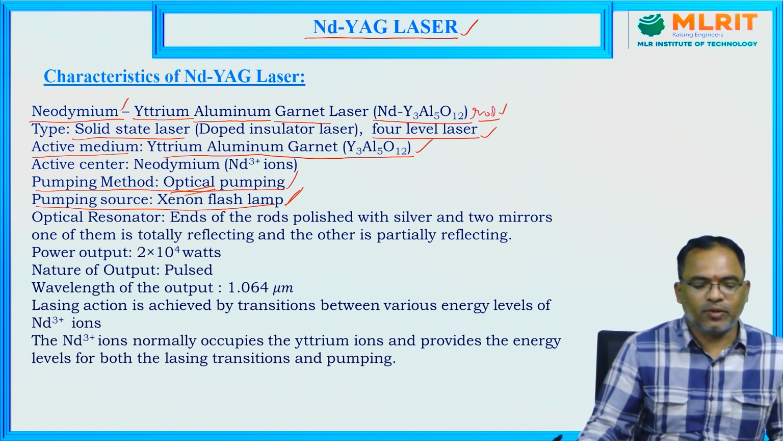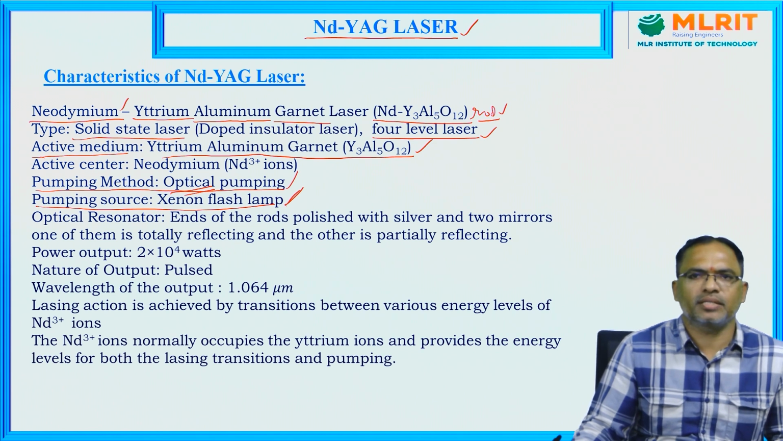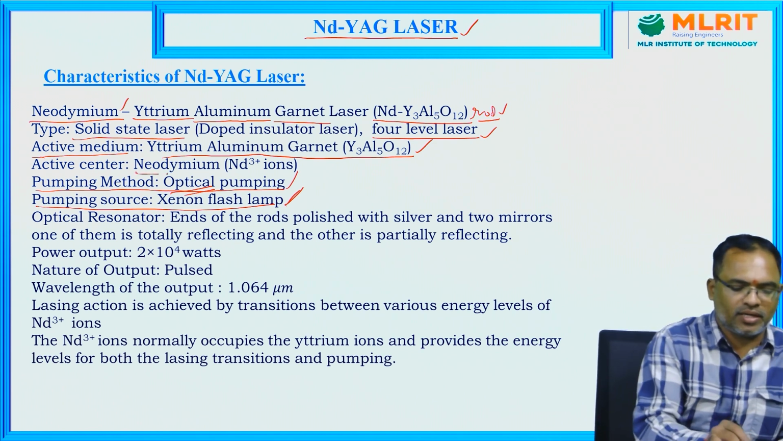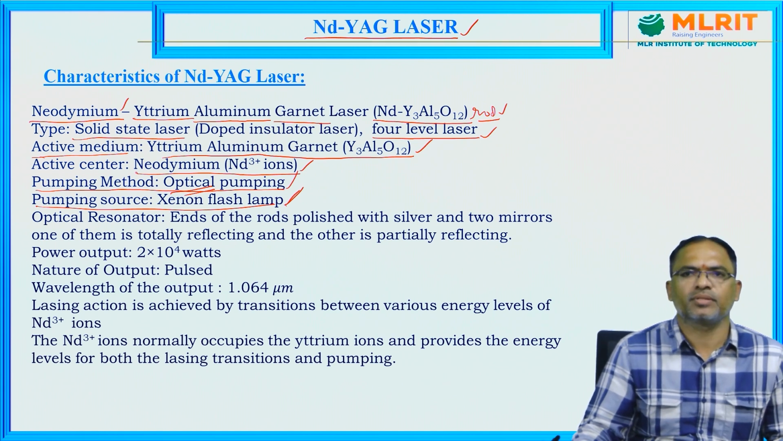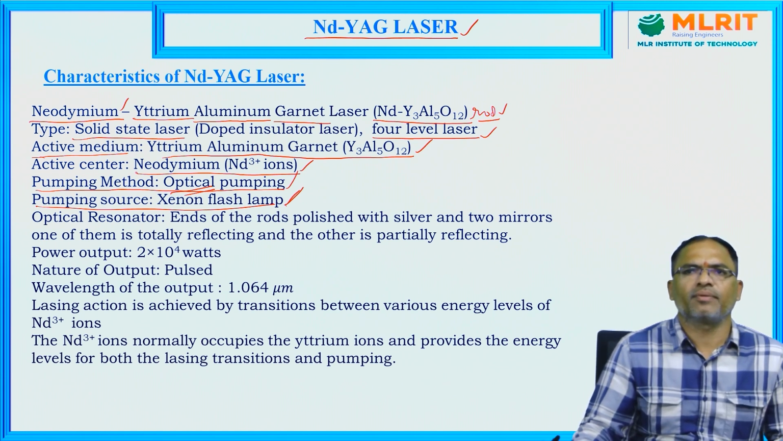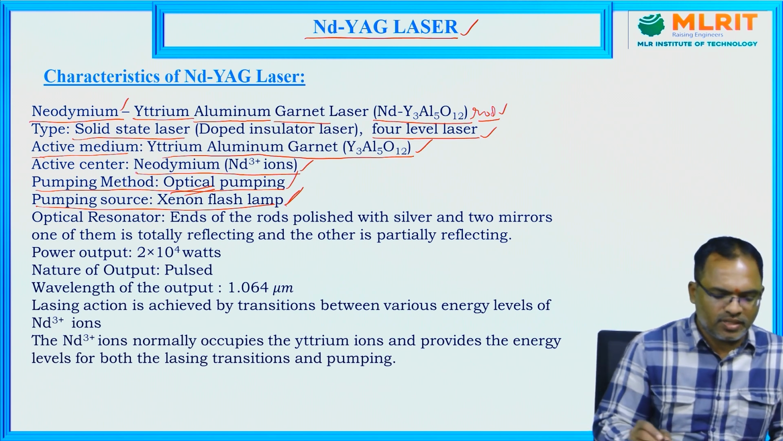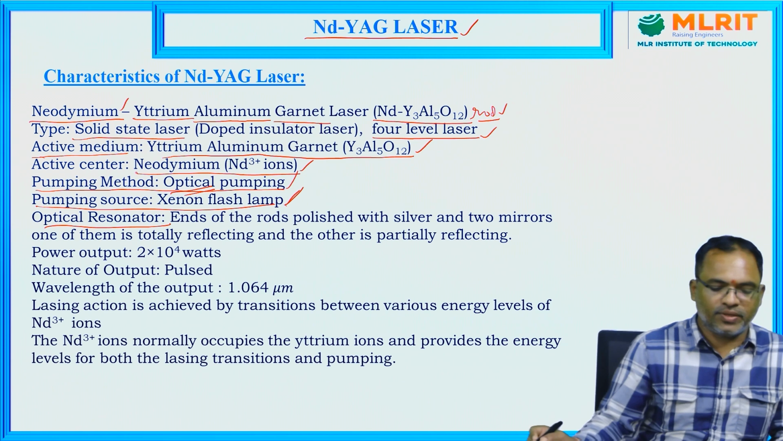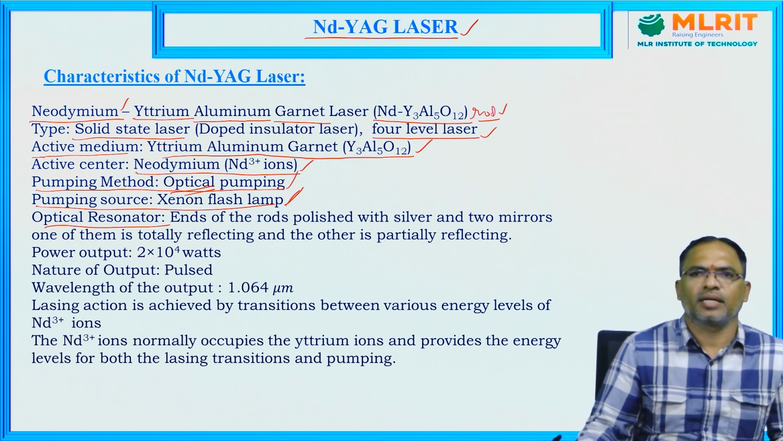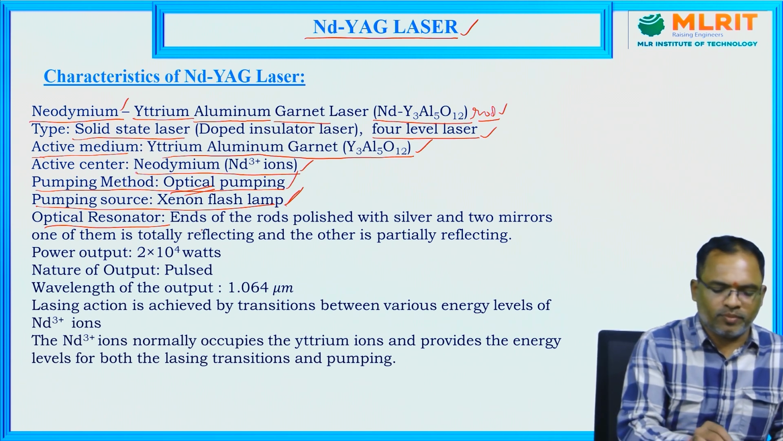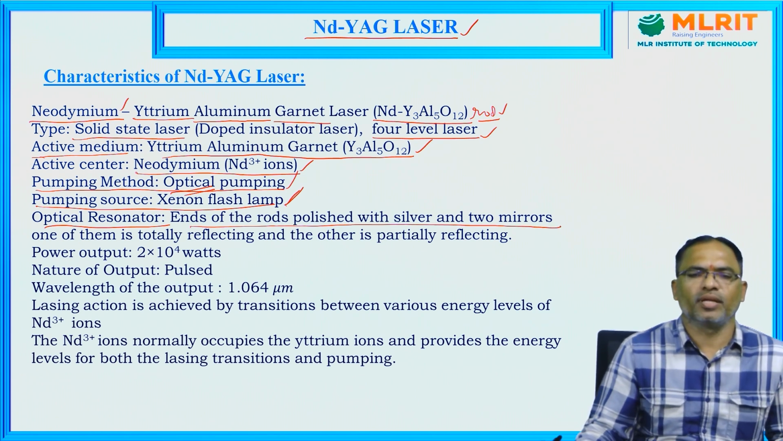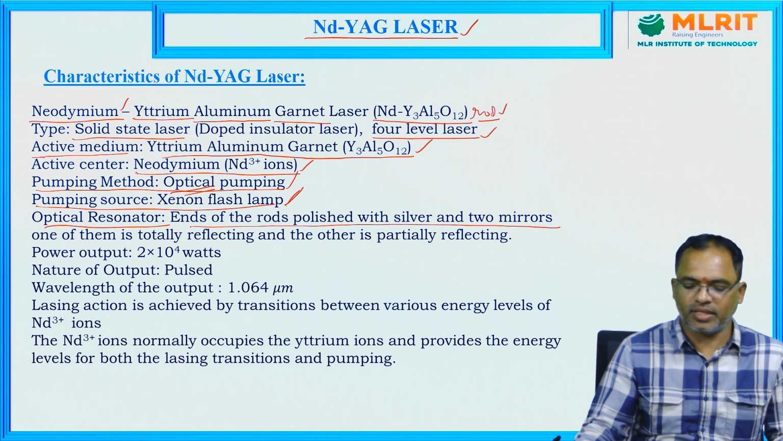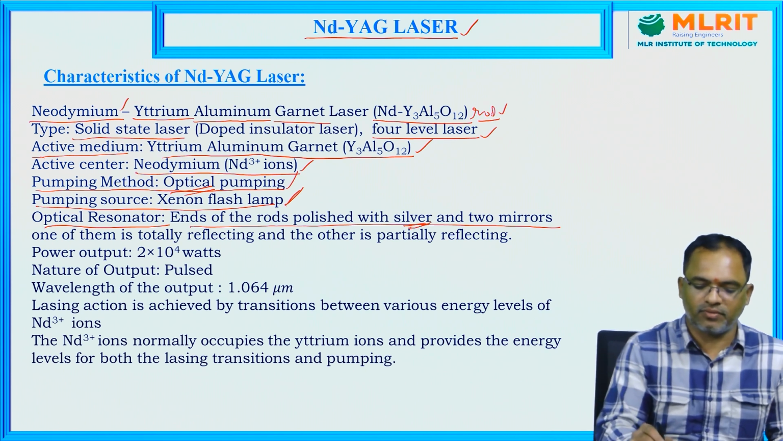So what are the active atoms, active ions in this case? In this case, active ions are neodymium ions. Why we have to call them active atoms or active ions is, between the energy levels of neodymium only we are going to get laser transitions. And as we discussed, optical resonator or resonating cavity in this case is nothing but glass tube surrounded by 2 mirrors on either side of it. One is fully reflecting, on the other side partially transparent. Generally they are coated with silver material.